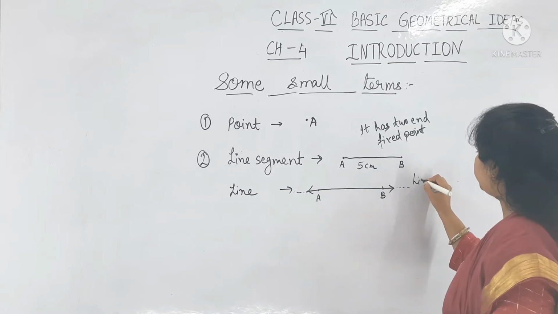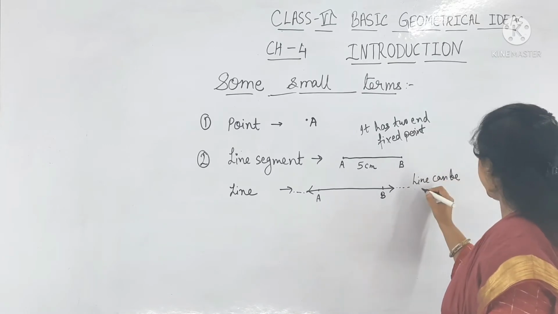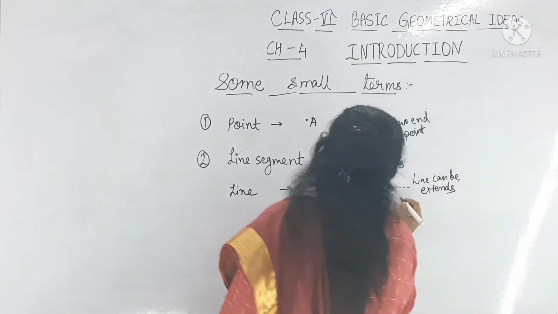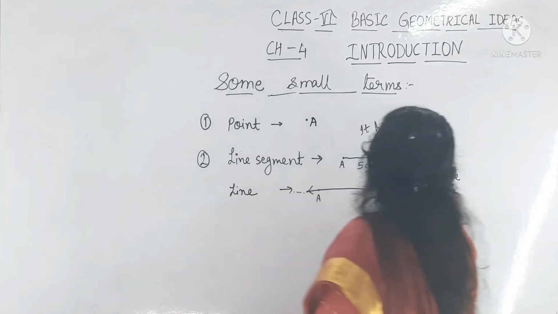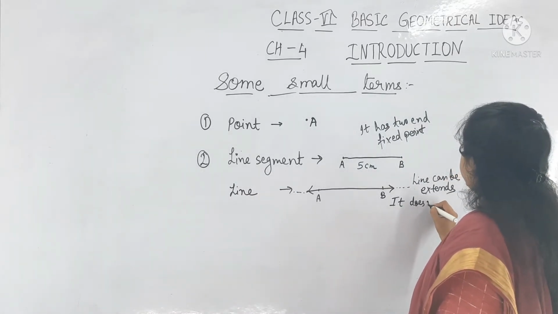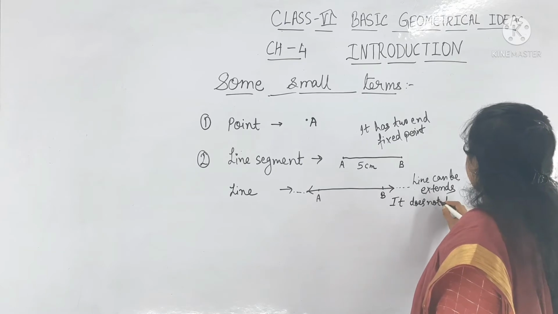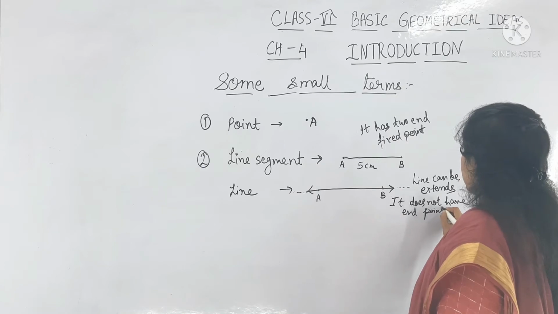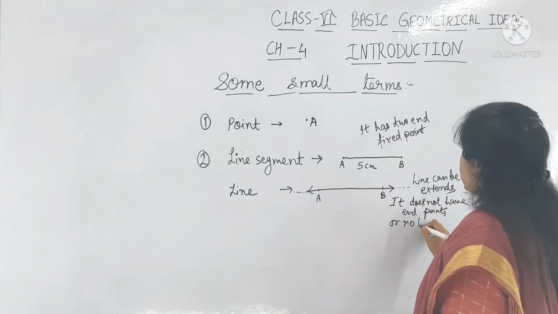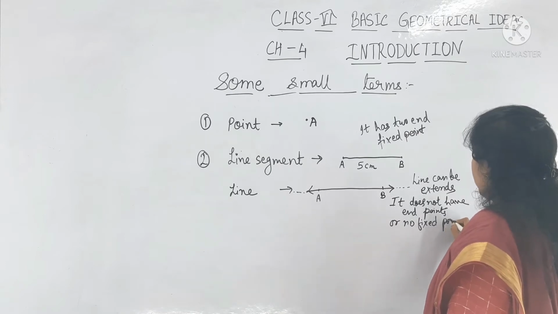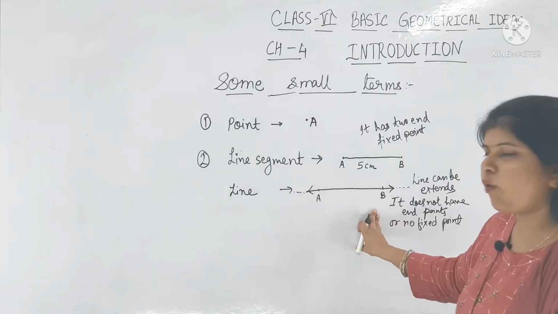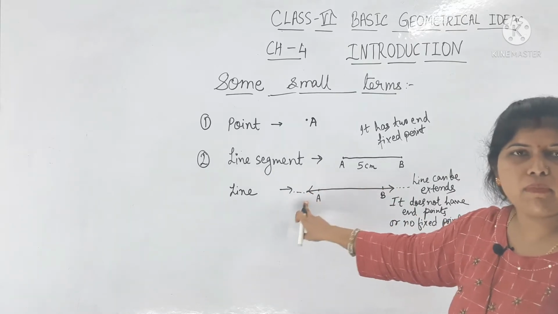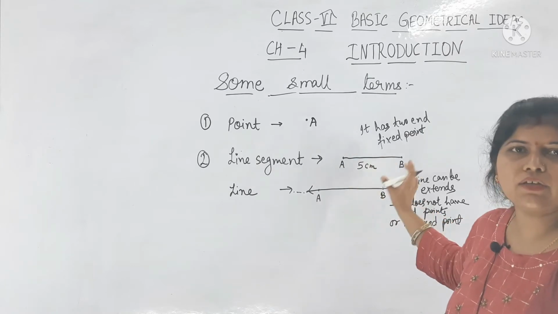Okay, line can be extended, line can be extended, and it does not have endpoints or fixed point. Okay, it does not have the fixed point. It can be extended. Okay, this is because of the arrow. Okay, it can be represented by an arrow. Here, in the line segment, there is no arrow, it has a fixed point.